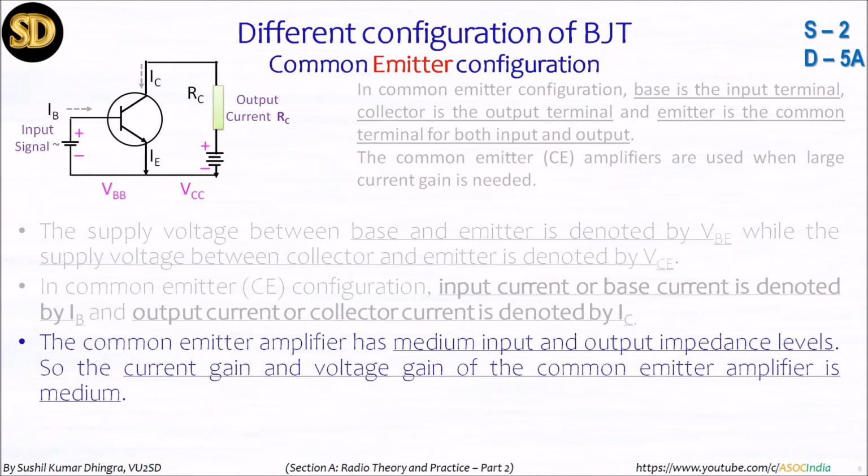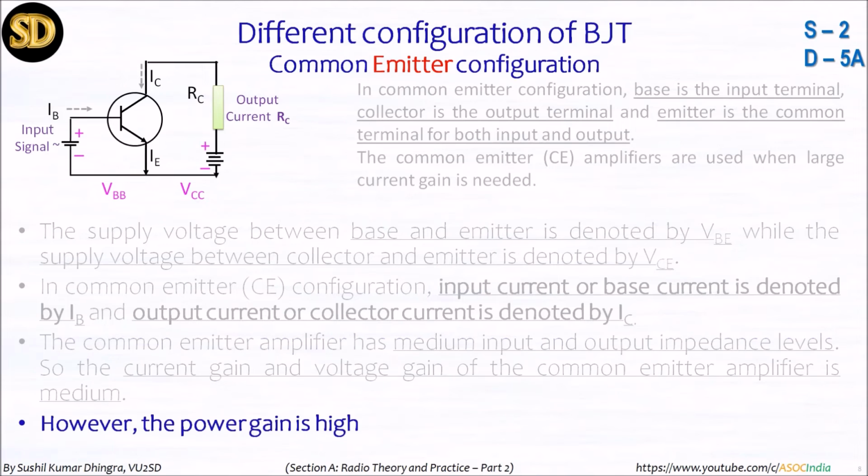The common emitter amplifier has medium input and medium output impedance levels. So the current gain and voltage gain of the common emitter amplifier are medium. But as the current and voltage gain both are medium, and power is the product of both, the power gain comes out high, because both are good. So the common emitter is much better here.